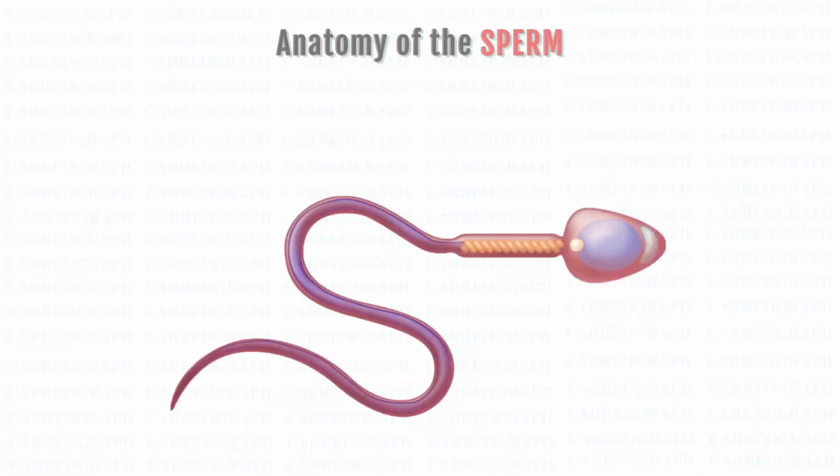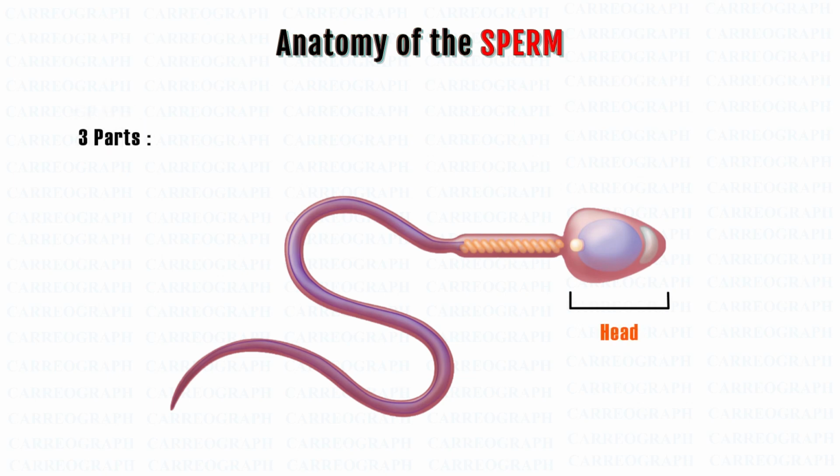Now let us see the sperm. As you can see in this picture, sperm has three parts: head, body, and tail. The tail is there so that the sperm can swim in the vaginal path. And the head is to penetrate the ovum, which is very important.